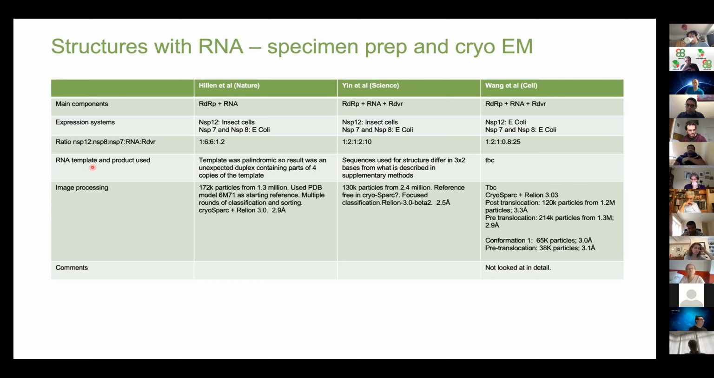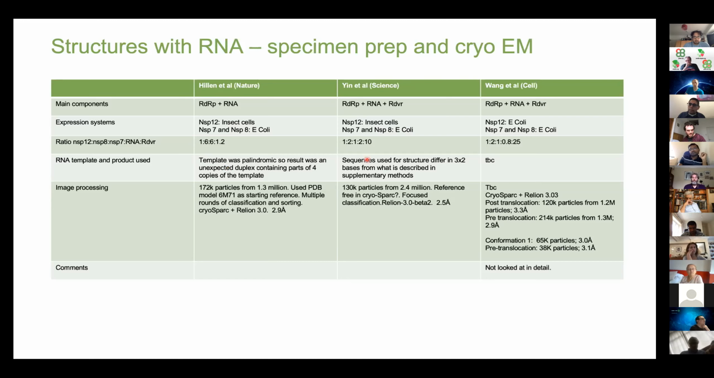So if you look at the RNA template and primer used for the Hillen et al., it's quite interesting because they did mix a certain template and a certain primer, but what they got was quite unexpected. What they actually get in the RNA polymerase is not what they expected. Instead, what they get is simply the template. What they didn't realize when they did this was that the template was a palindrome. So it sort of self-annealed in 4 copies, and what they see is the self-annealed 4 copies of the template. So it's not a template-primer self-annealing.